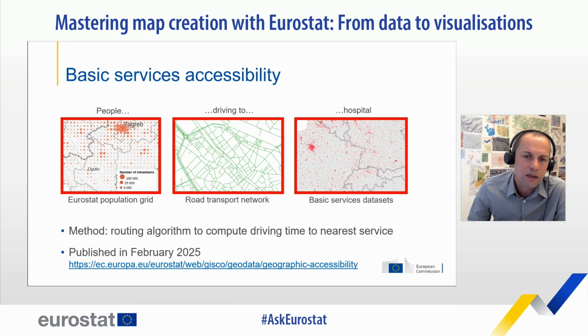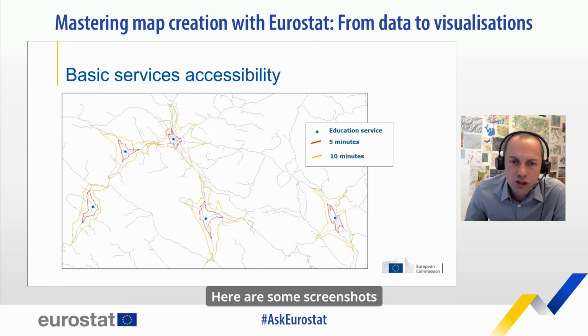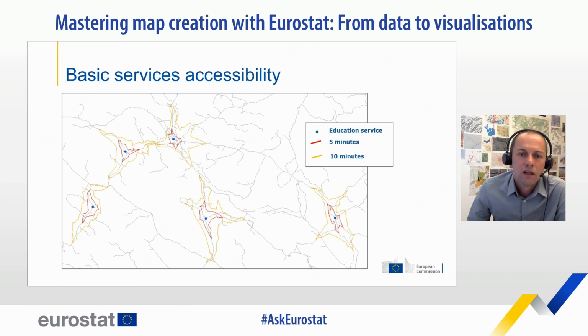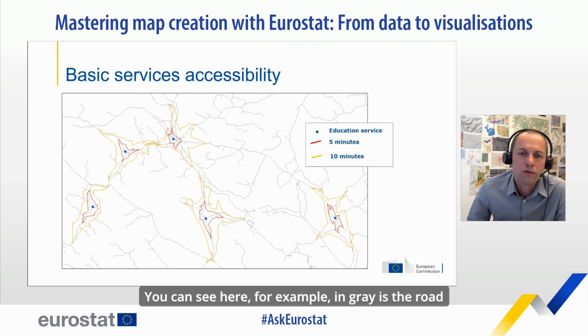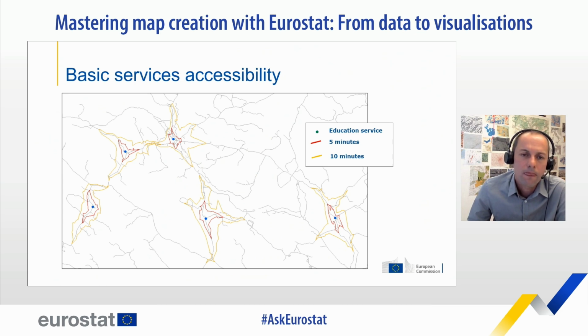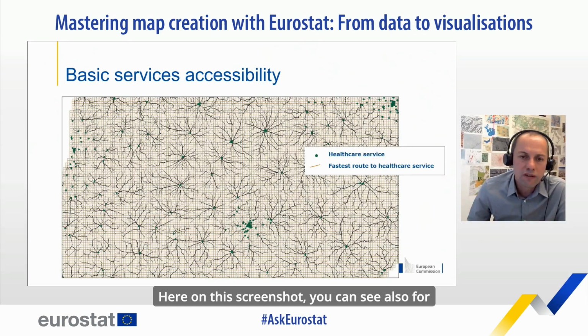So here is the URL. Here are some screenshots illustrating the spatial analysis. You can see here, for example, in gray the road transport network and different, what we call, isochrones from education services in the center as blue points, and you can see the different areas which can be reached from these education services driving 5 minutes or 10 minutes. Here on this screenshot, you can see also for different healthcare services in green, the different shortest routes to the population grid cells, which are represented in orange.